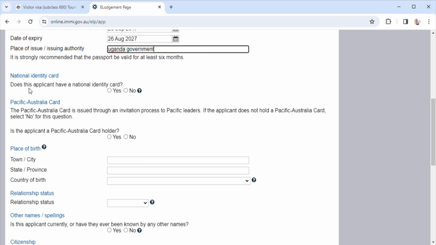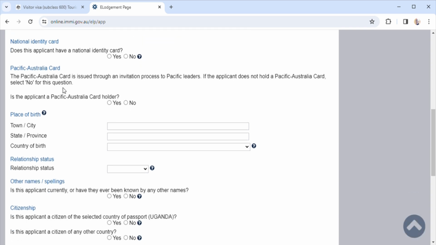Does this applicant have a national ID? You may say yes or no. If you don't have one, you say no. But if you have, you say yes, and they will ask you to put the card details of your national ID. Then you will fill in that information. Is this applicant a Pacific Australian card holder? You say no.